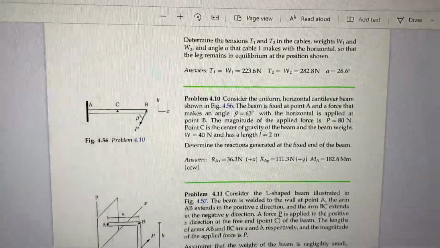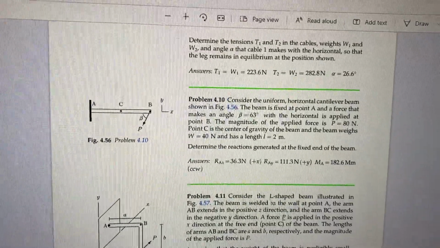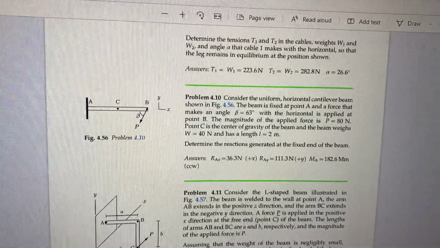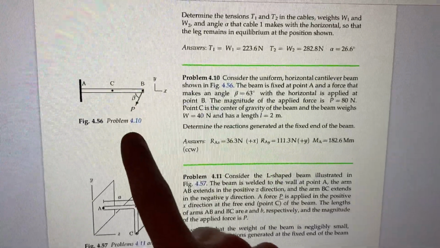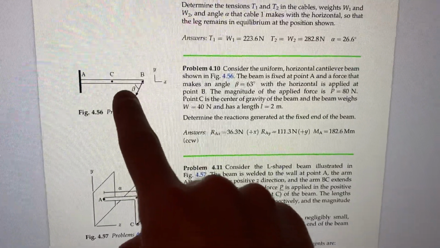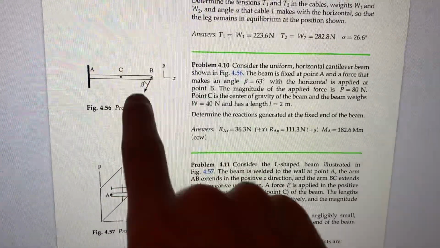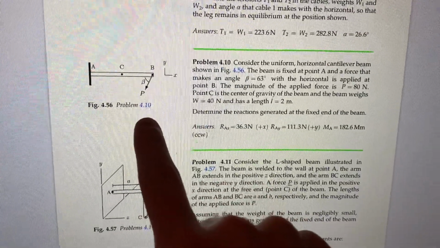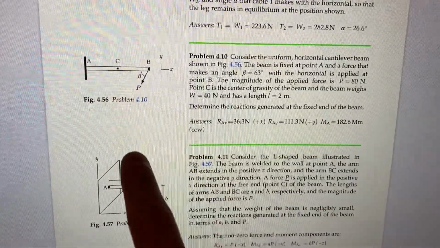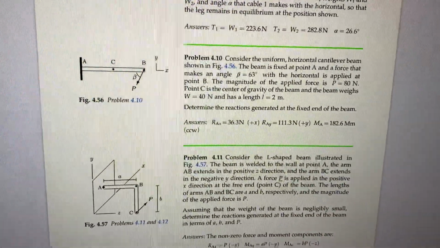So this is my solution to one of the problems listed on the PowerPoint, problem 4.10, which asks us to consider the uniform horizontal cantilever beam that is shown right here. It's fixed at point A, makes an angle with the force of 63 degrees, applied at point B. The magnitude of the force P is 80 newtons. Point C is the center of gravity. The beam weighs 40 newtons and has a length of 2 meters. It asks us to determine the reactions generated at the fixed end of the beam.